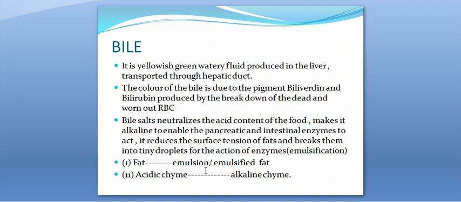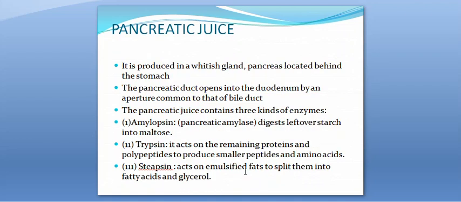The fat with the help of bile changes into emulsified fat, and the acidic chyme in the presence of sodium bicarbonate changes to alkaline chyme. Then what is pancreatic juice? This pancreatic juice is produced in a whitish gland called the pancreas, which is located near the stomach, a leaf-like structure. The pancreatic duct opens into the duodenum by an aperture, a common tube called the bile duct.